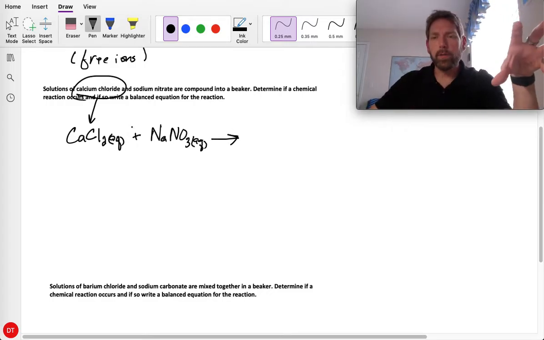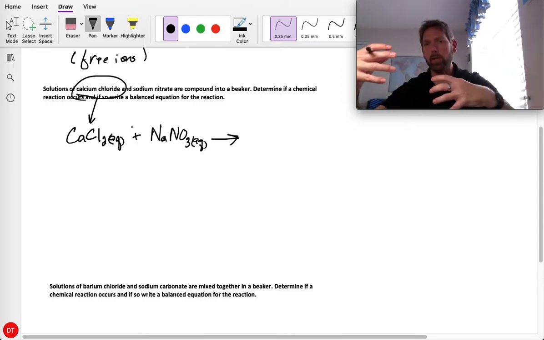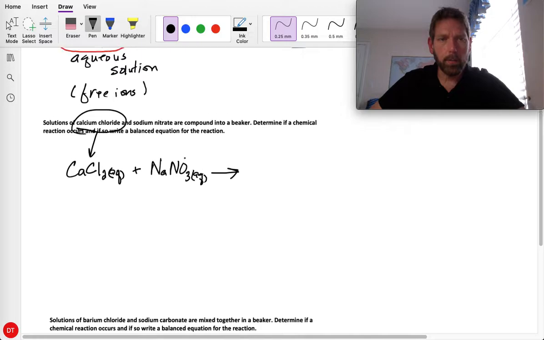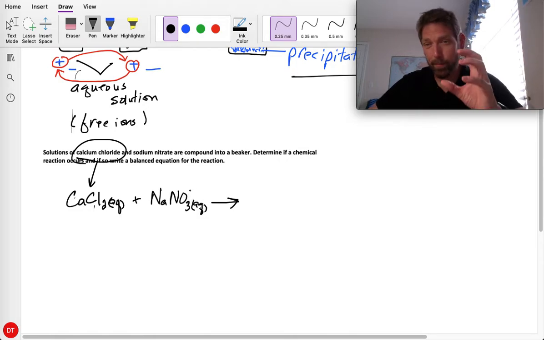So we pretend both of these are in our beaker, we pour them together into one container, and then all of a sudden they swirl around. And remember what we did up here, we said that you have a cation and an anion. There's our cation, there's our anion. Calcium here is the cation, chlorine is the anion. And this one over here you have a cation and an anion. Sodium is the cation. The nitrate, the polyatomic ion, is the anion.